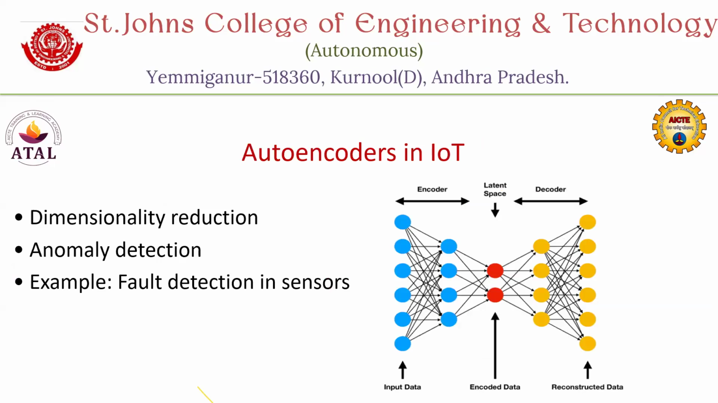The third model that we have in deep learning algorithms is the autoencoder. Autoencoders mainly compress the IoT data. They detect anomalies and support energy efficient models. Here you can see in the diagram that the autoencoder has parts: the encoder, the latent part, and the decoder. Autoencoders are used for dimensionality reduction of the data, and not only dimensionality reduction, they are also used for anomaly detection in the given data. The perfect example is fault detection in an IoT sensor.